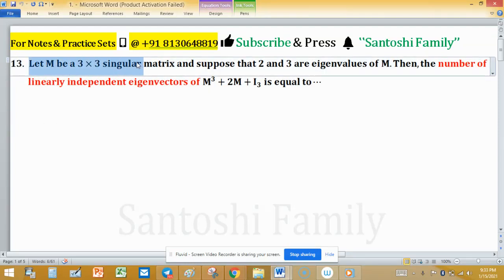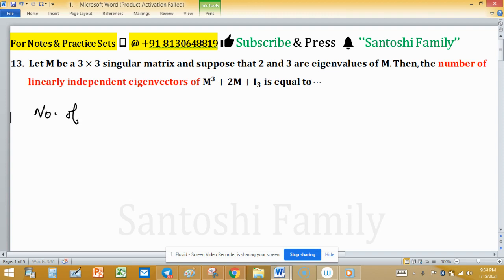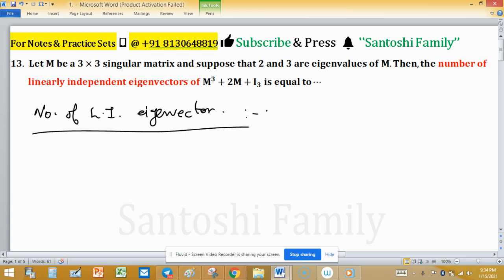Let M be a 3 by 3 singular matrix and suppose that 2 and 3 are eigenvalues of M. Then the number of linearly independent eigenvectors of M cubed plus 2M plus I is equal to what? We have to find the number of linearly independent eigenvectors. How to find the number of linearly independent eigenvectors?